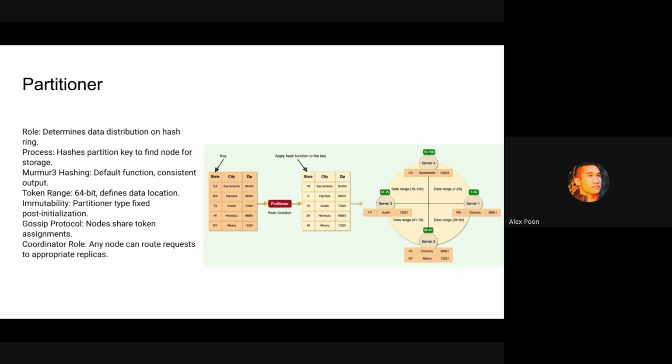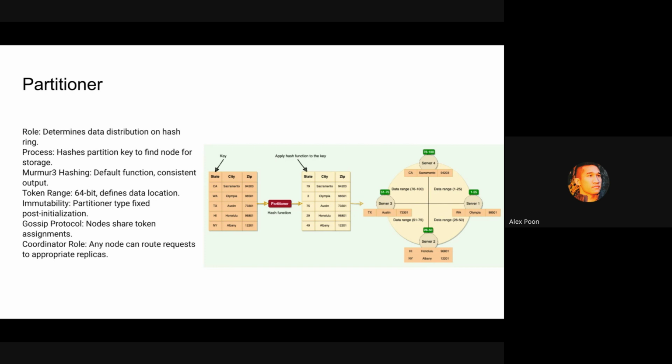How do we distribute data on the consistent hashing ring? Well, by default, Cassandra uses the Murmur3 hashing function. Murmur3 will always produce the same hash for a given partition key. This means that we can always find a node where a specific row is stored. Cassandra does allow custom hashing functions. However, once a cluster is initialized with a particular partitioner, it cannot be changed later. In Cassandra's default configuration, a token is a 64-bit integer.